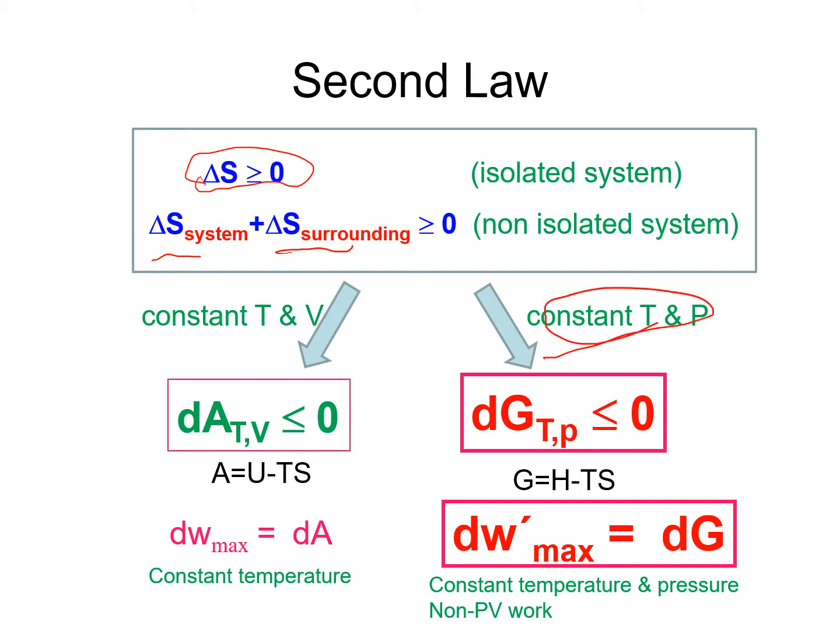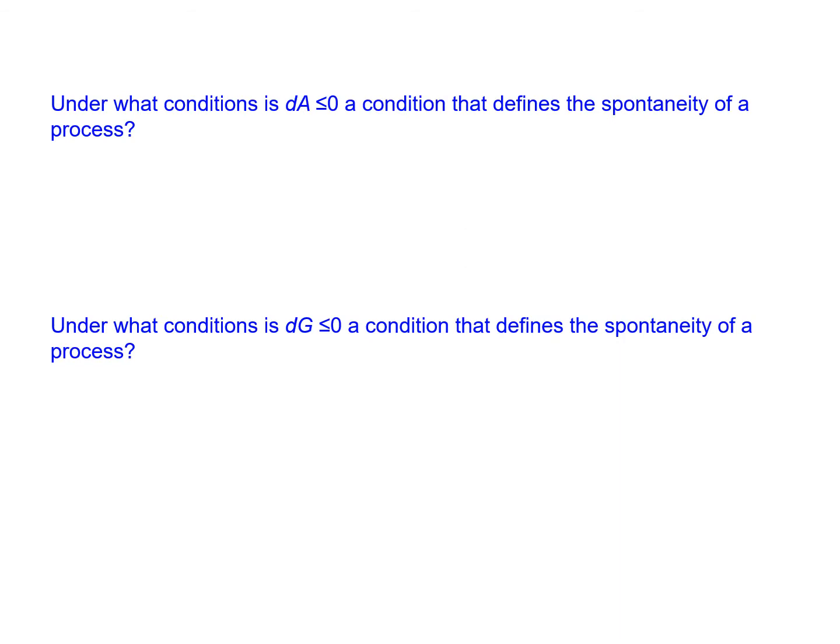And so under this condition, the Gibbs energy decreases for a spontaneous process, and delta G equals 0 for a reversible process. Under constant temperature, constant volume, it's the Helmholtz energy decrease as a criterion for spontaneity. If it's reversible, delta A equals 0. One more important property for Gibbs energy is that Gibbs energy change is a measure of the maximum non-expansion work. So with this in mind, we can answer these two questions.